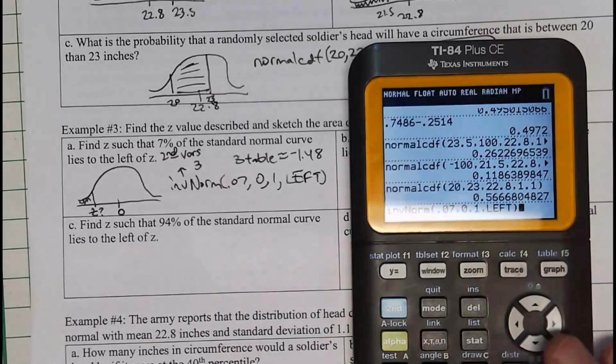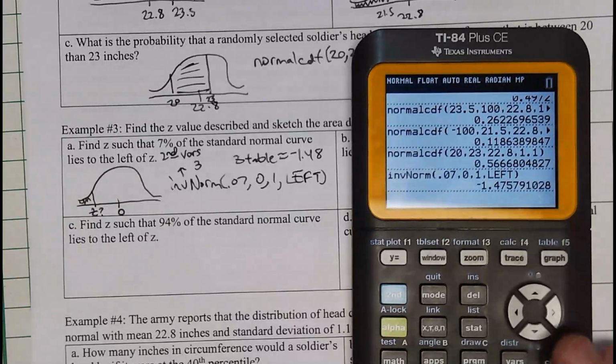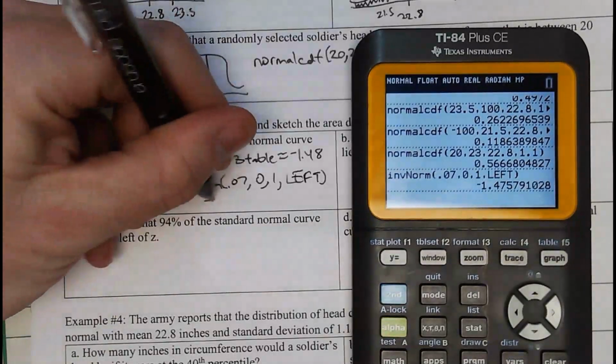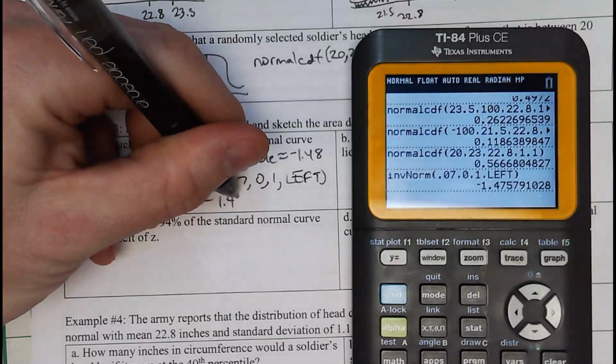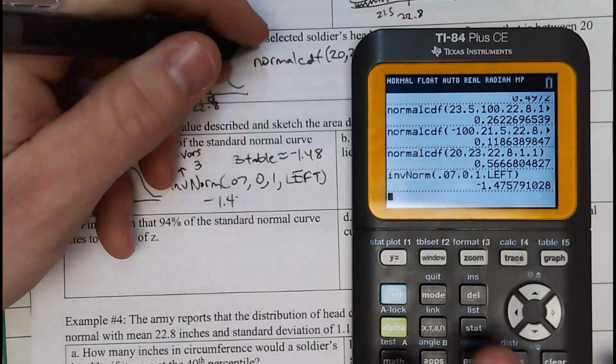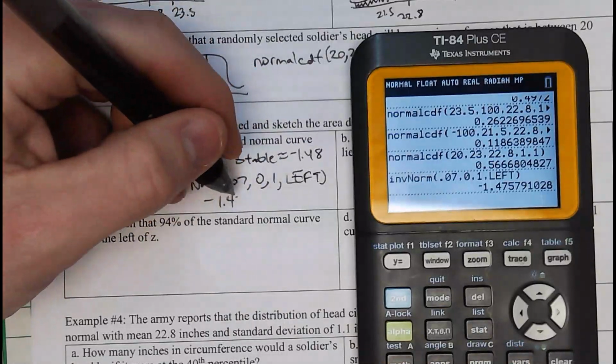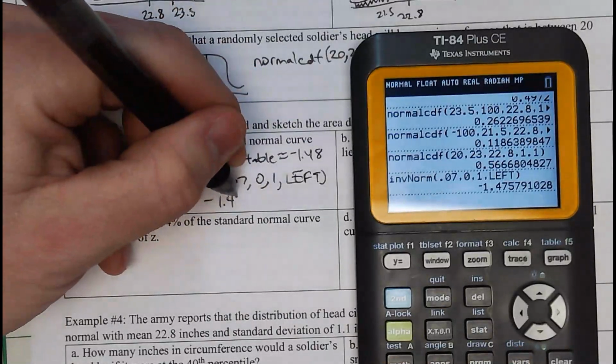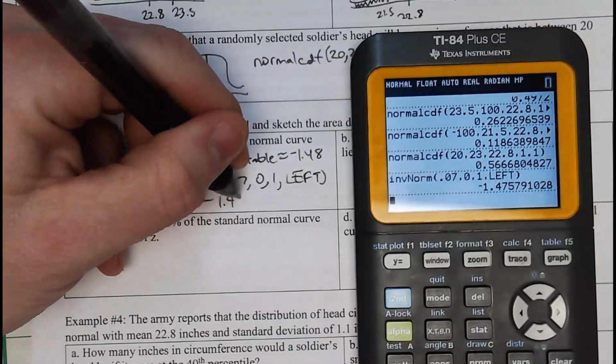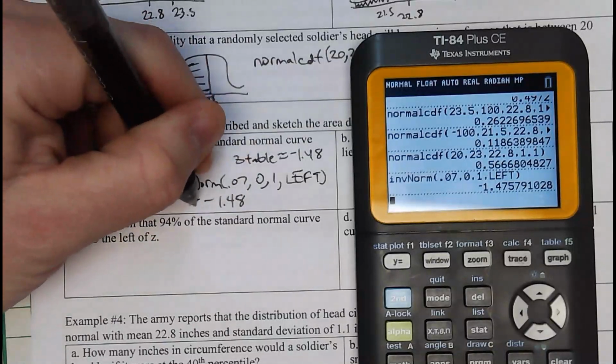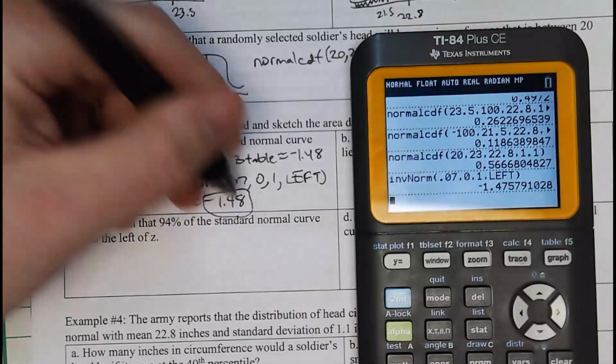You could also do this in SALT. I'll show you how to do this in SALT too. And you get negative 1.475, so negative 1.48, which is pretty similar to the z-table. For z's, it's usually 2 decimal places, sometimes 3. So I'll say around negative 1.48. You see you get the same thing using the z-table.